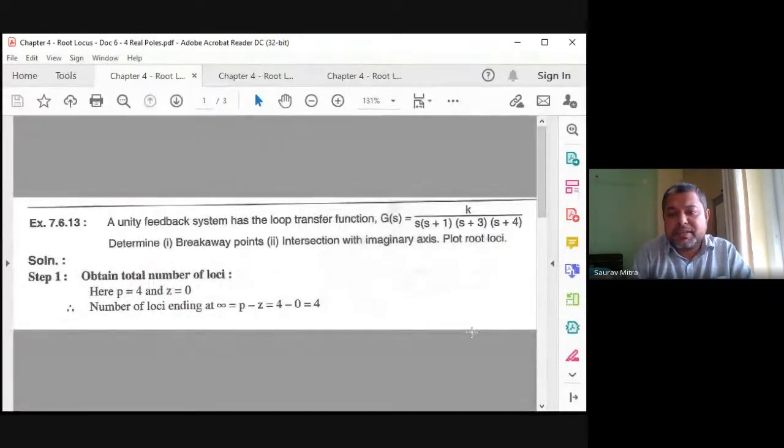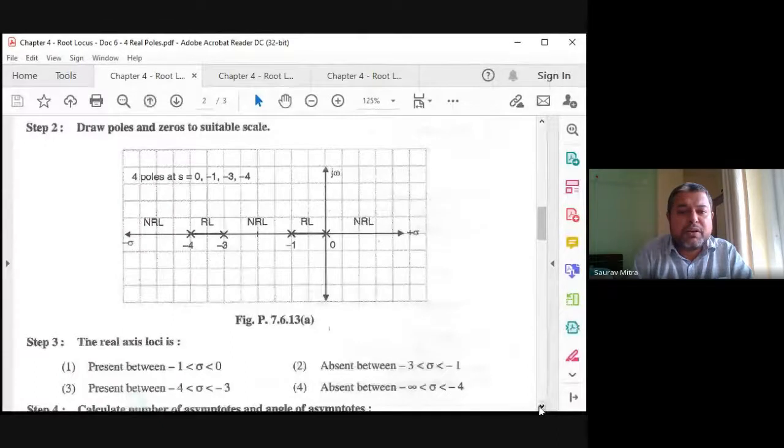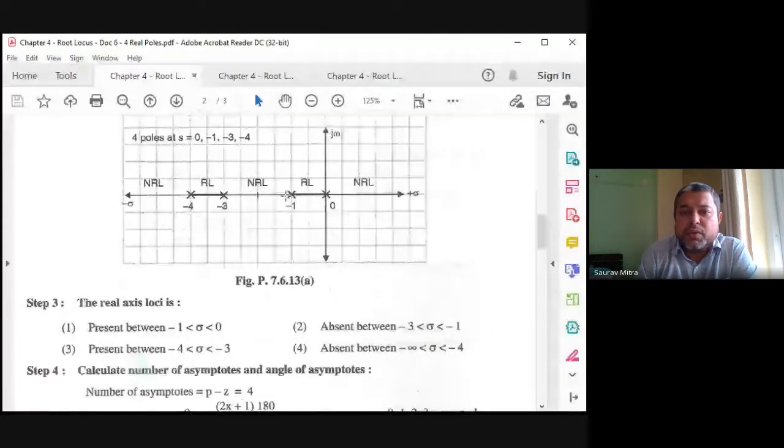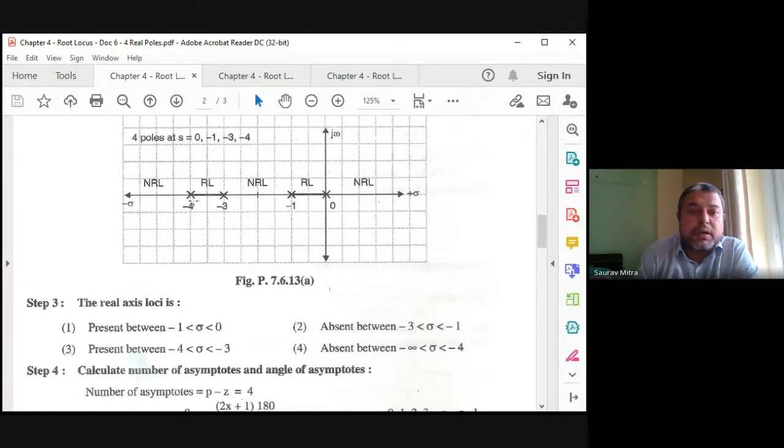The first step is P minus Z. P minus Z is equal to 4. So now I'll go a little fast. Real axis root locus, you are finding that root locus is existing between 0 and minus 1, because take any point, minus 0.8. Let's take right side, there is only one odd number pole. Hence, any point between 0 and minus 1, root locus will be there. Take any point between minus 1 and minus 3, take minus 2. Right side, total number of poles plus zeros is equal to 2, which is an even number. Hence, any point between minus 1 to minus 3 is not part of root locus.